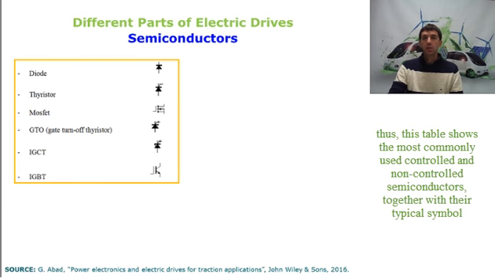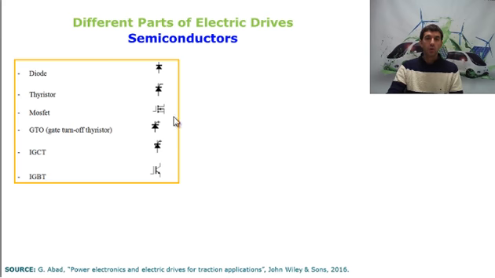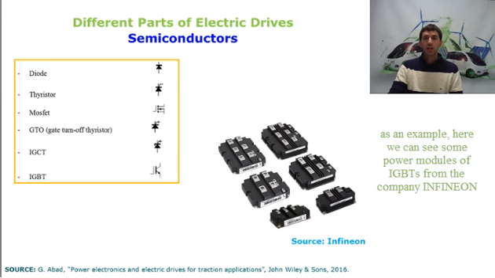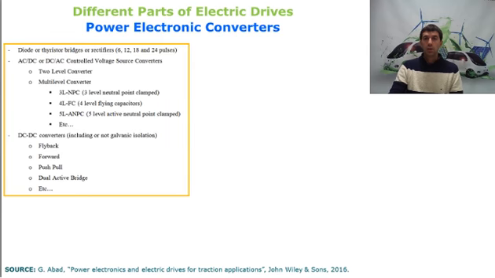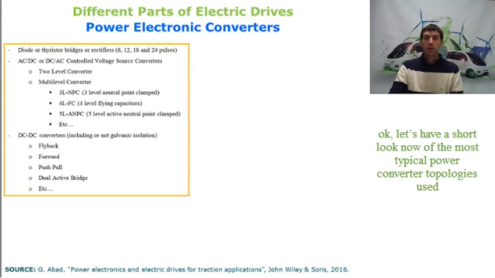Thus, this table shows the most commonly used controlled and non-controlled semiconductors, together with their typical symbol. We see here the diode, the thyristor, MOSFETs, and so on. As an example, here we can see some power modules of IGBTs from the company Infineon. Okay, let's have a short look now at the most typical power converter topologies used.